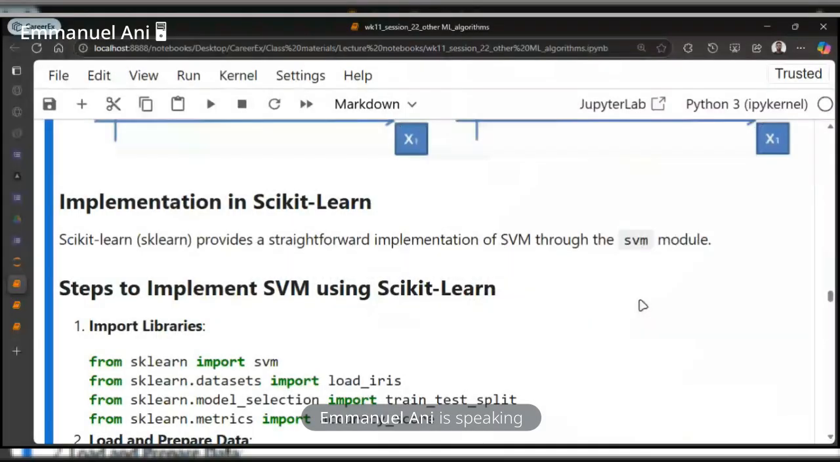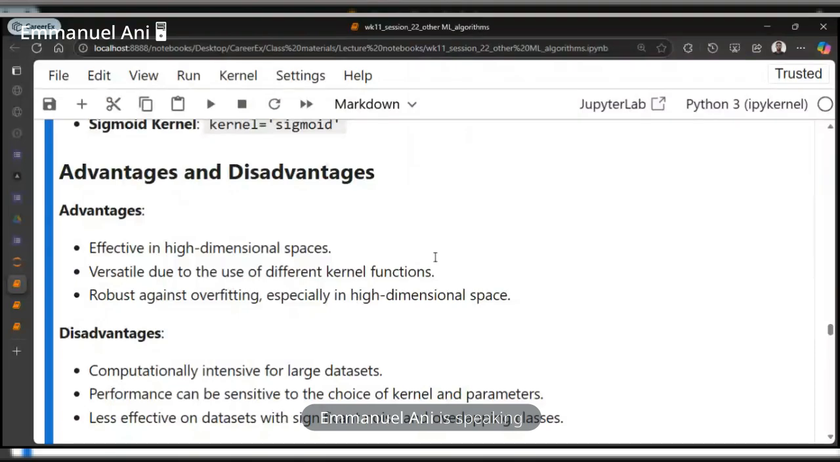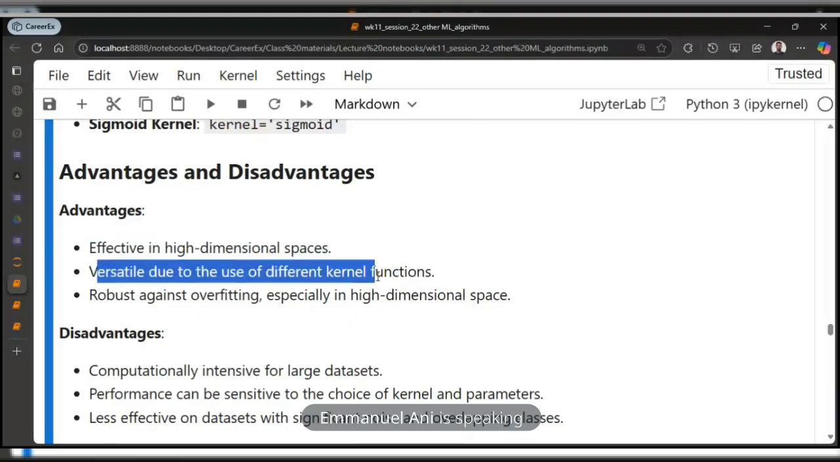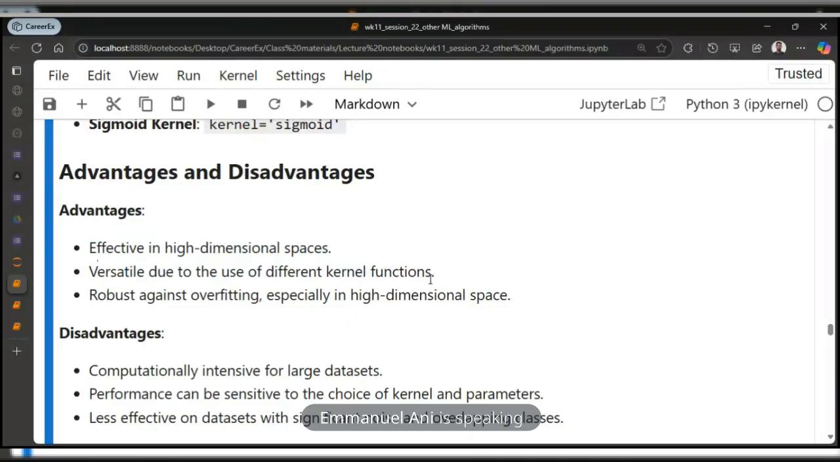So we have disadvantages and advantages, the same way we have for KNN. SVM is effective in high dimensional spaces. If you have a data set that is of high dimension, you can actually use SVM. It's going to work very well, right? It's actually going to be efficient in high dimensional data sets. It's also versatile because of the kernel function I explained. It's also robust against overfitting.